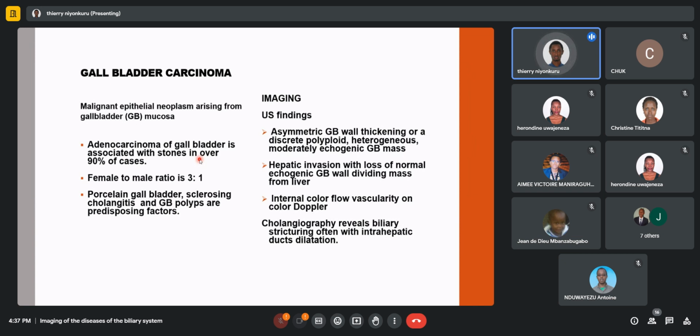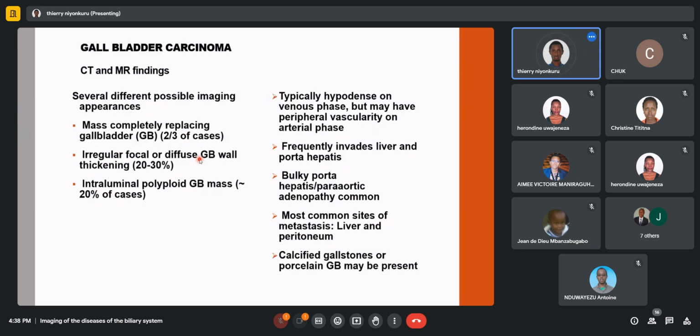On ultrasound, we see asymmetric gallbladder wall thickening, which may be discrete and polypoid, and heterogeneous with a moderately echogenic gallbladder mass. It may show hepatic invasion with loss of the normal echogenic gallbladder wall dividing the mass and the liver. It shows positive internal vascular flow on color Doppler, and cholangiography will reveal biliary strictures, often with intrahepatic dilatation.